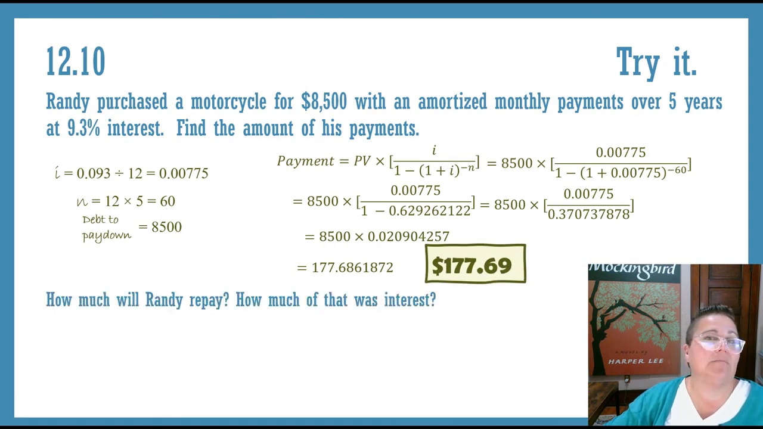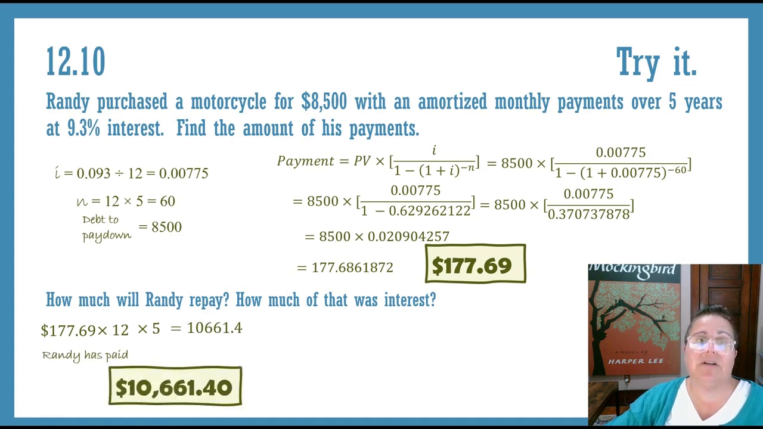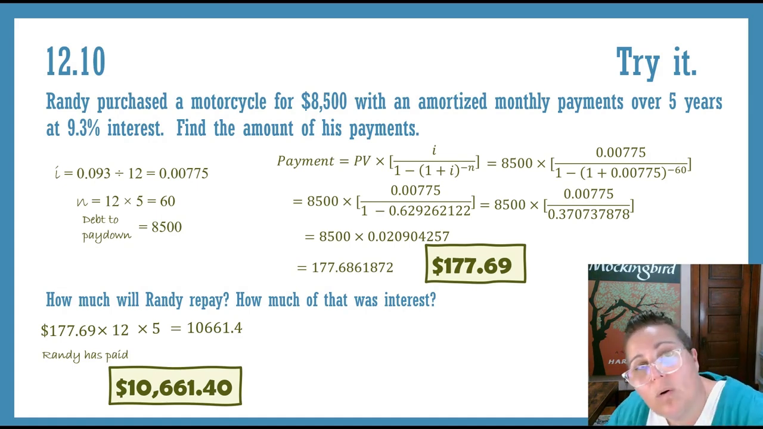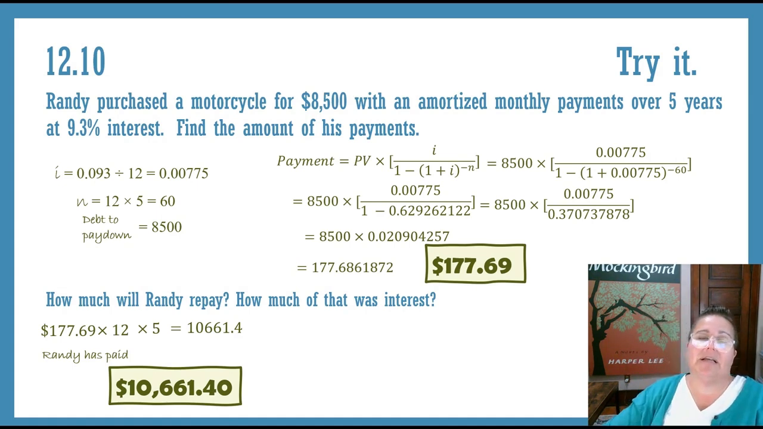So the question becomes, how much did Randy actually pay? Randy made payments of $177.69 12 times a year for the next 5 years. That tells me that Randy paid a total of $10,661.40 for this motorcycle. That is more than was advertised. That's why you sometimes hear people say pay cash, right? Always pay cash, it saves you money. It's true. Randy had to amortize his payments and take it out over 5 years, and he's paying extra.